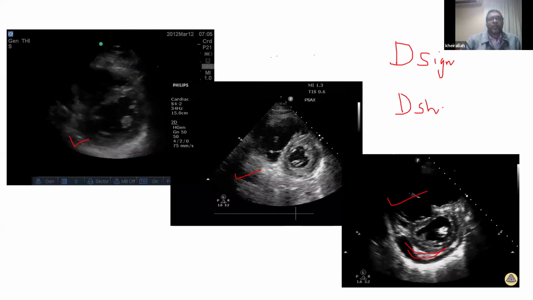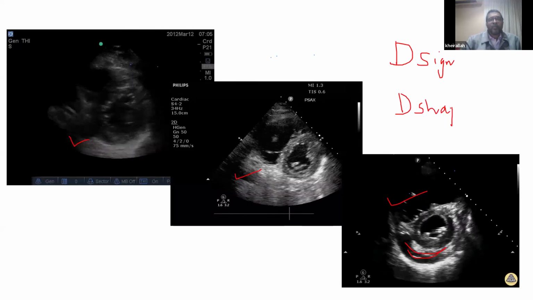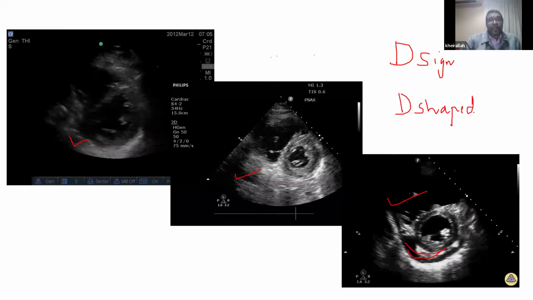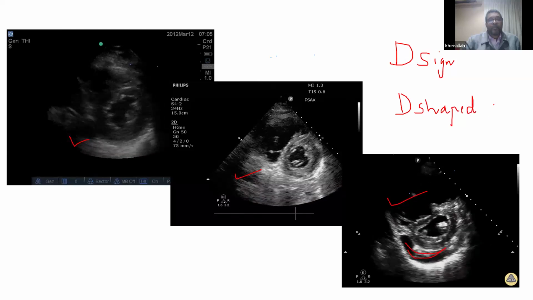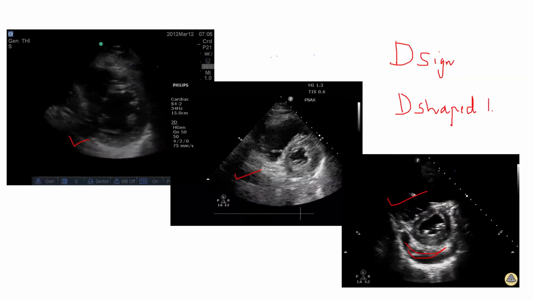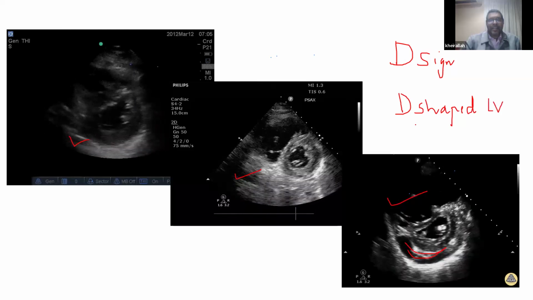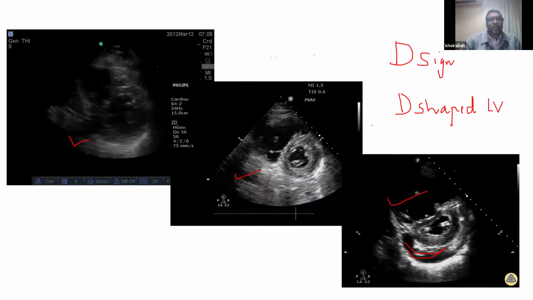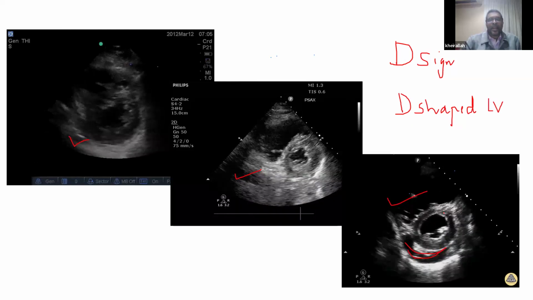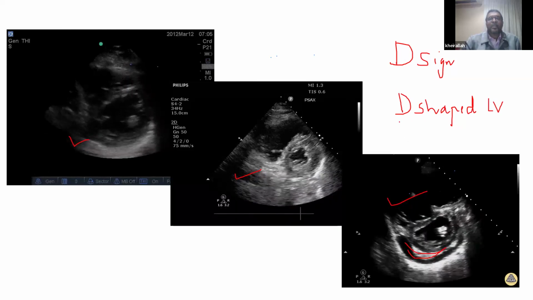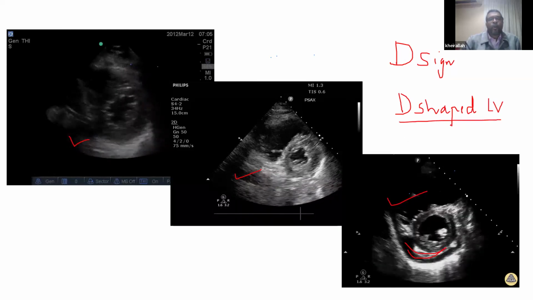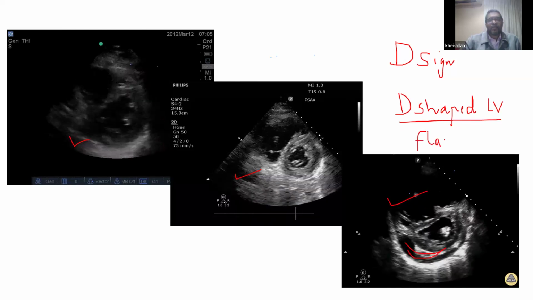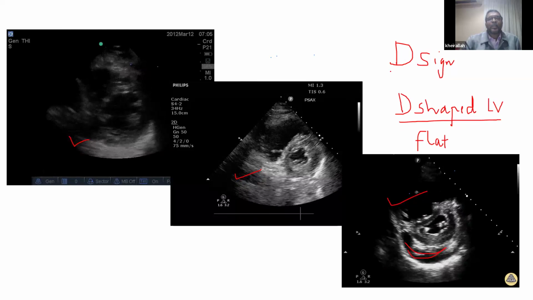D-shaped what? Septum? Do you call it D-shaped septum? D-shaped LV. Exactly, yes. This is one of the mistakes. People say D-shaped septum. No, the septum is not D-shaped. What is D-shaped is the LV. So instead of D-shaped septum, you can just say flat septum or flattened septum. Okay? Or D-sign.